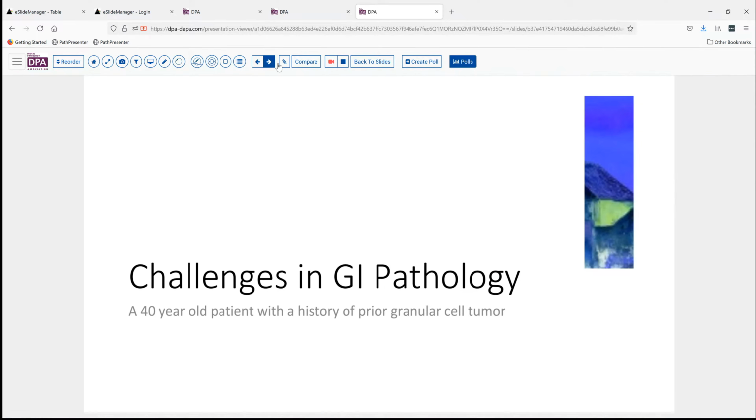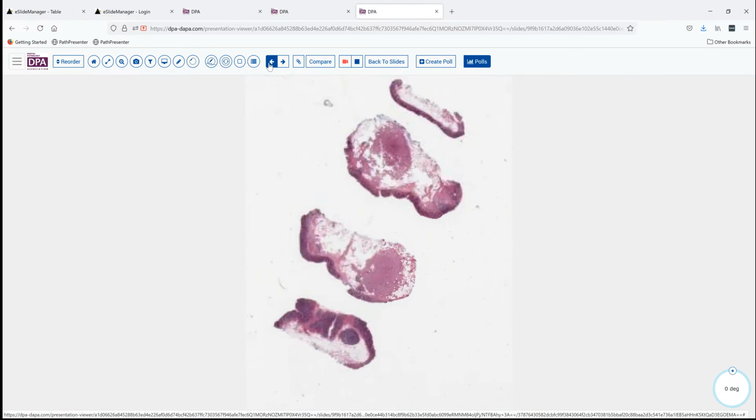Our case today, not particularly a diagnostic problem, but it's an interesting topic. A 40-year-old patient who has a history of prior granular cell tumors involving the bowel. And so he comes for evaluation and reassessment to see if other lesions remain. There is a bit of a familial history as well, but endoscopically these lesions are identified in the cecum.